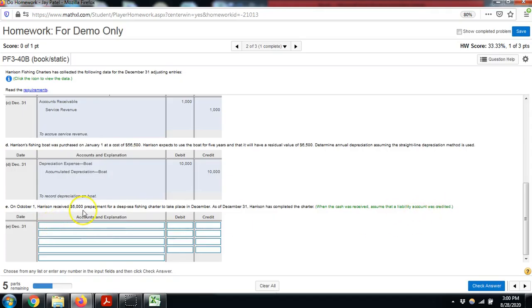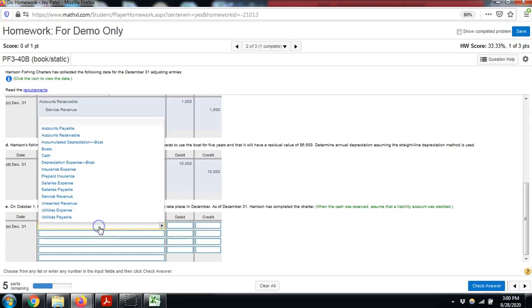Okay, so what that means is when this $5,000 of cash came in, the actual charter had not been completed, so this business owed somebody $5,000. So unearned revenue liability was created at this time. But now, by the end of the year, the charter has been completed, and so we need to record the revenue and basically eliminate the liability, because what the person paid this $5,000 for has now been completed, and therefore the business does not owe this person any services. So how do we do that?